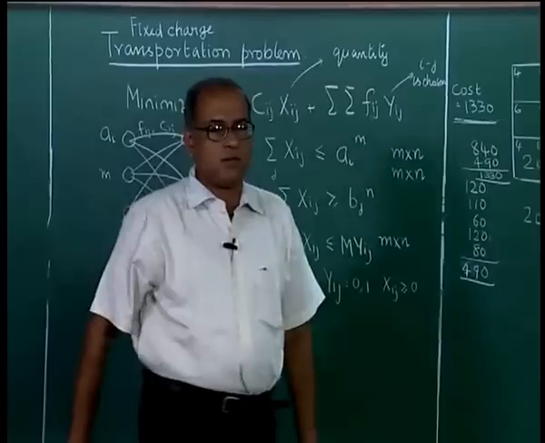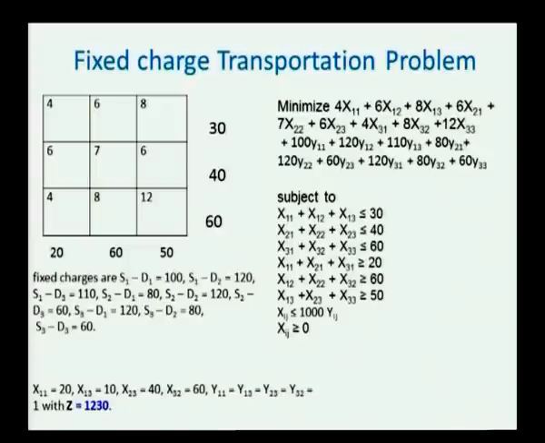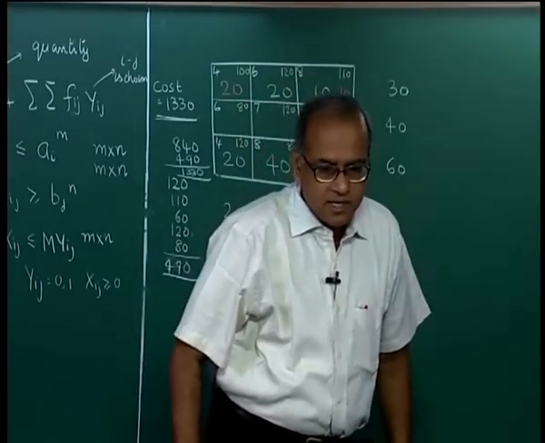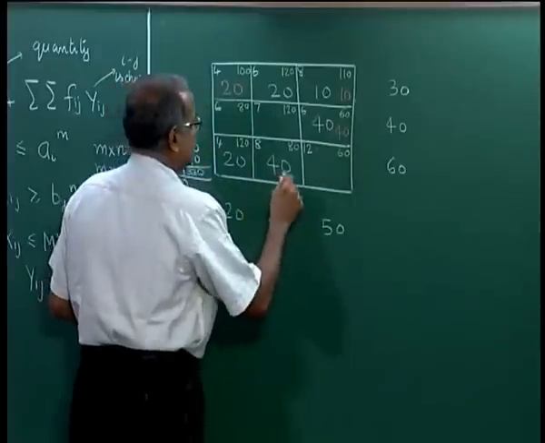If we solve this problem optimally, our solution would be x11 is 20. So, let me write it with a different color. So, x11 will be 20, x13 is 10, x23 is 40, and x32 is 60.